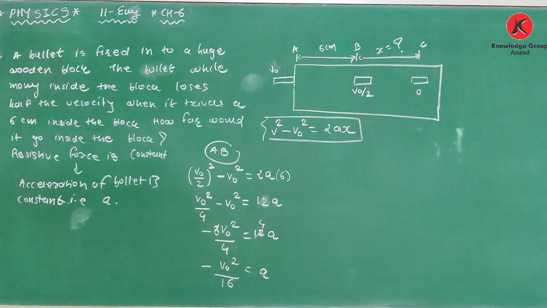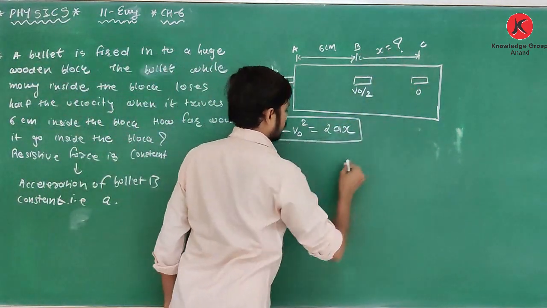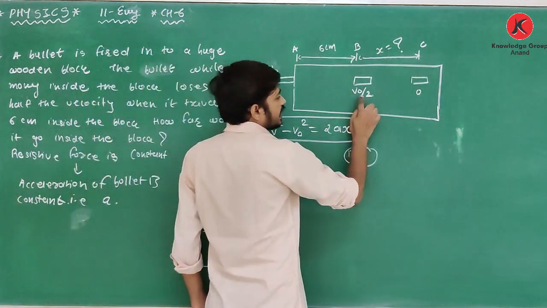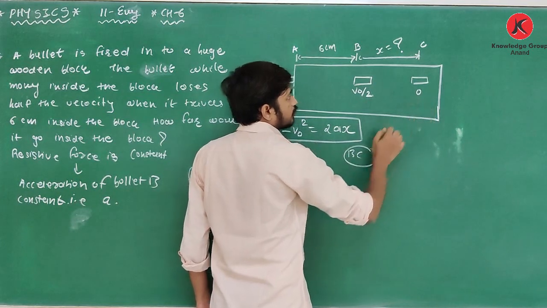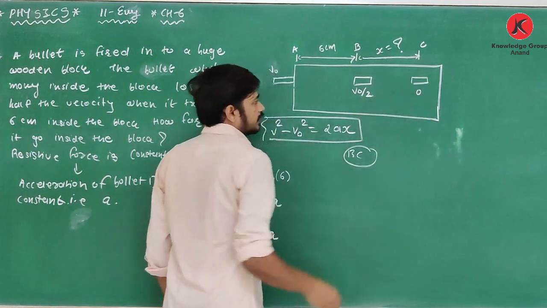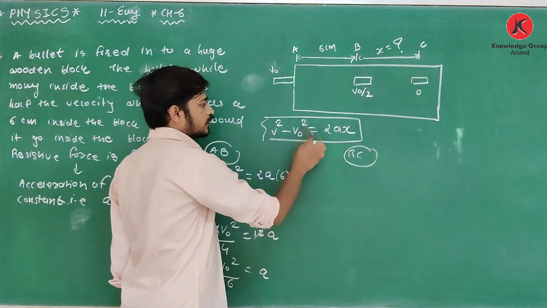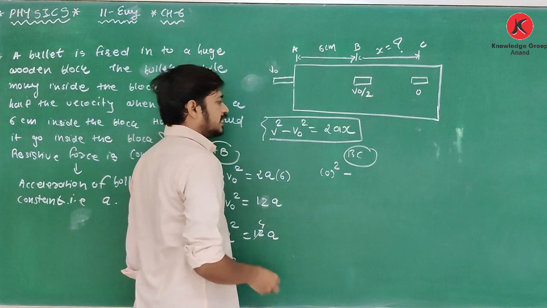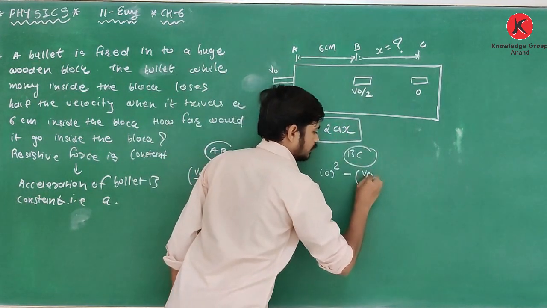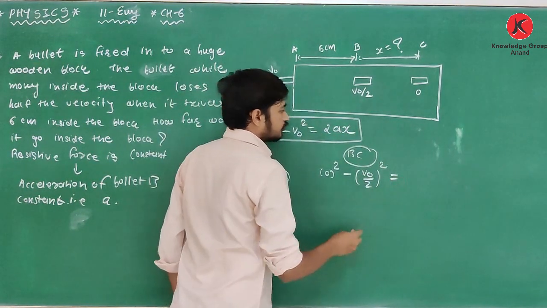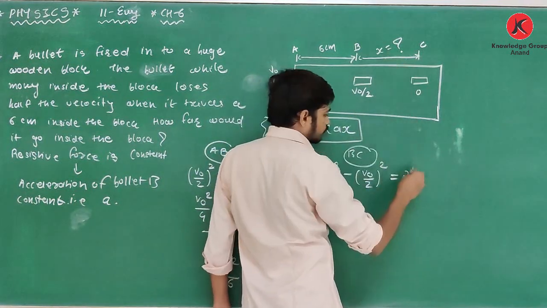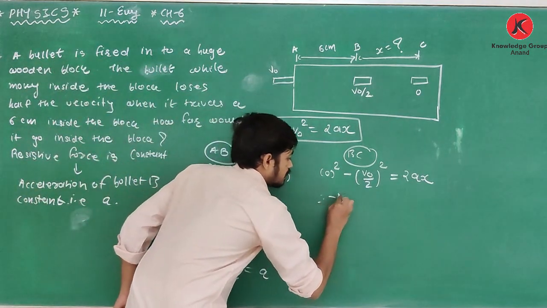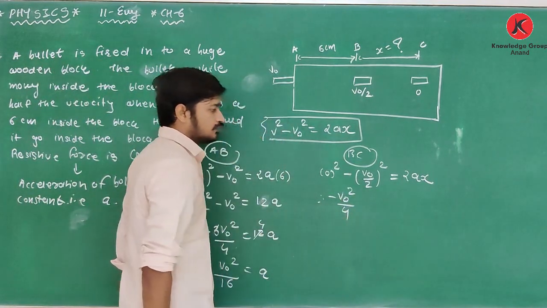Now the same equation you have to use for this part BC. Okay, again this equation. See, for this BC part, we have initial velocity and final velocity. So v square minus v0 square is equal to 2AX. Final velocity 0 square minus initial velocity, here it is (v0 by 2) whole square is equal to 2A, and X we have to find. Clear about this?